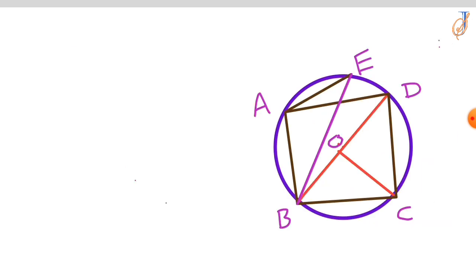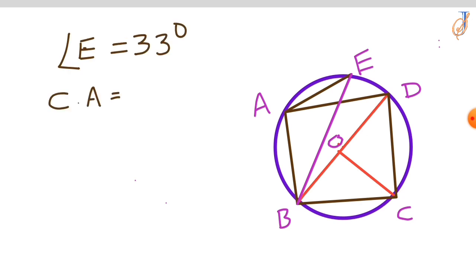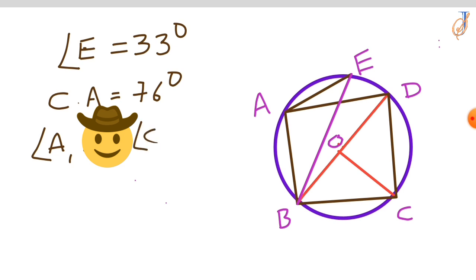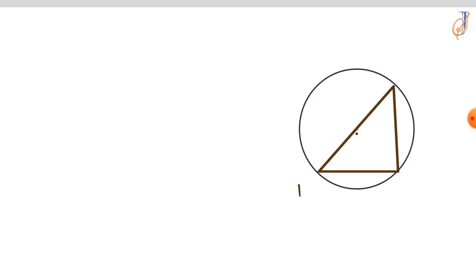In this question, the given information is angle E is 33 degrees. At the center the angle is 76 degrees. Our goal is to find the sizes of the angles A, C, D. So we need to find angle A, angle C, and angle D. Let's start. Let's first focus on C. So this is the C, right? Let's take one circle and observe that C. This is the BD line, which is nothing but the diameter. This is the center, and this is the C.